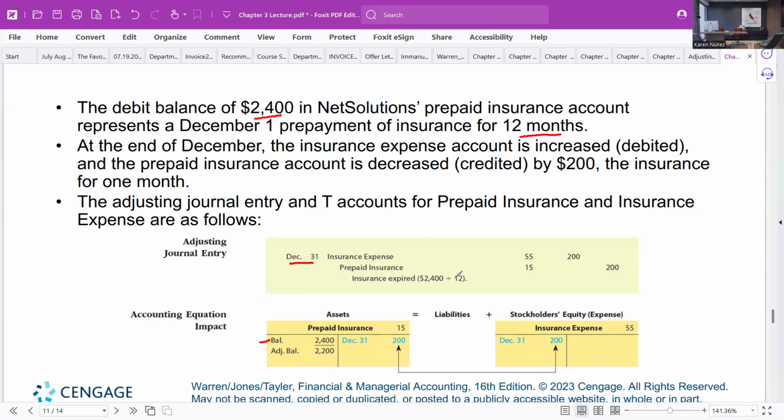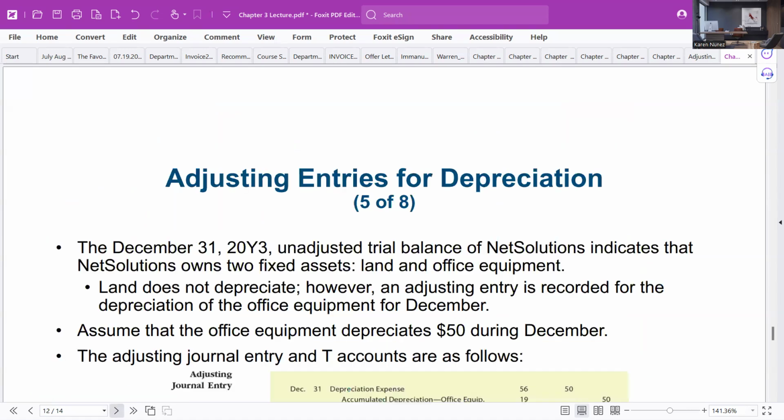All that is the 2,400 divided by 12, right? Because $2,400 is for 12 months. 2,400 divided by 12 is $200 a month. So we take $200 out of the prepaid insurance and we put it in the insurance expense, debit insurance expense and credit prepaid insurance. That's a deferred expense, an example of a deferred expense.